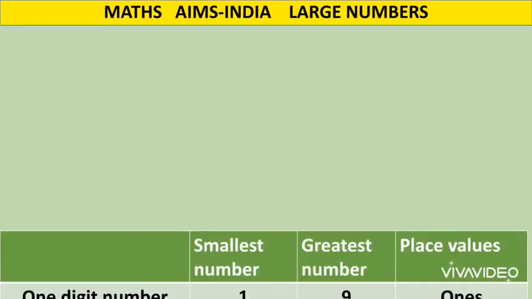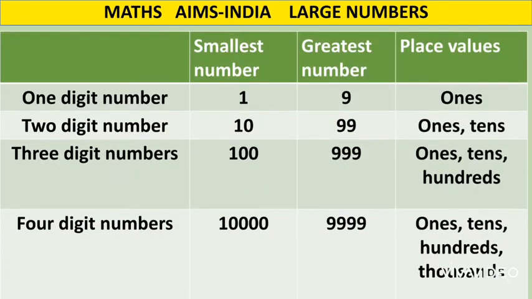In today's class, we'll be revising what you have learned in your previous standard, that is in third class. Till third class you have learned about one digit numbers, two digit numbers, three digit numbers and four digit numbers. Yes children, coming to one digit numbers, what is the smallest one digit number?